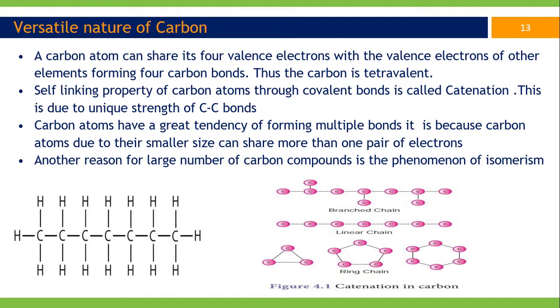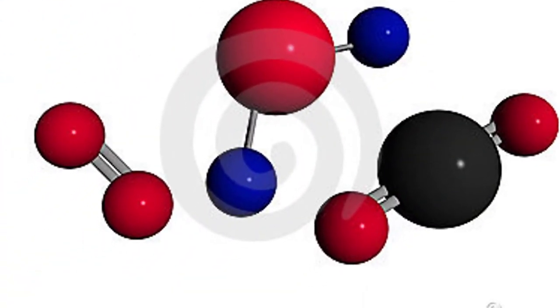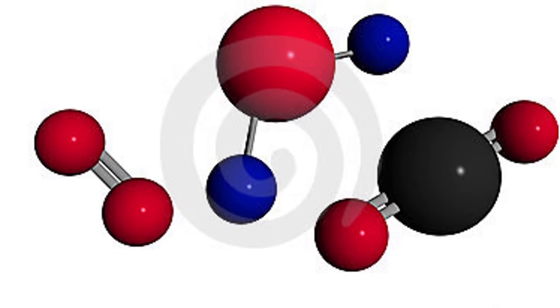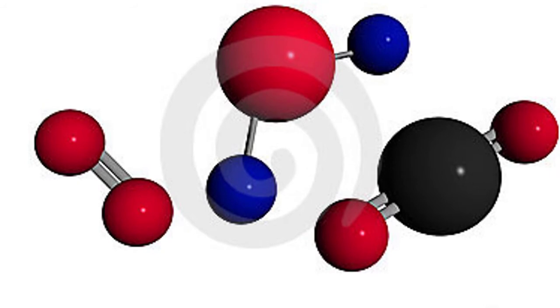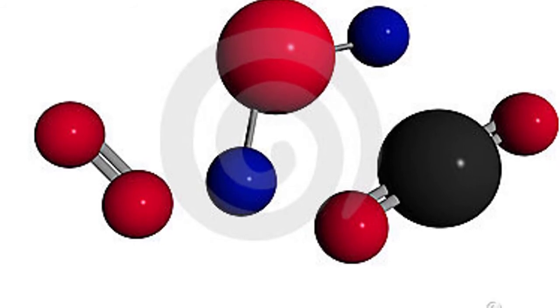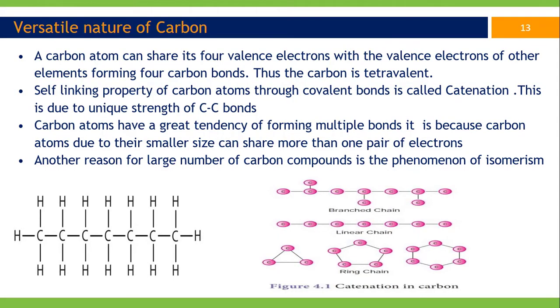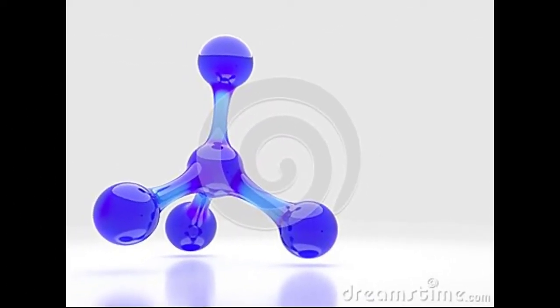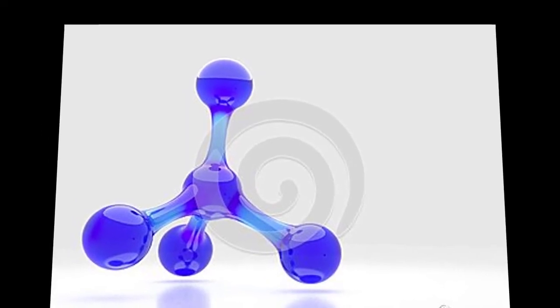The self-linking property of carbon atoms through covalent bonds is called catenation. This is due to the unique strength of the carbon-carbon bond. Carbon atoms have a great tendency of forming multiple bonds because, due to their smaller size, they can share more than one pair of electrons. Another reason for the large number of carbon compounds is the phenomenon of isomerism. Let's see some examples of catenation of carbon atoms. Branched and linear chains of carbon atoms.